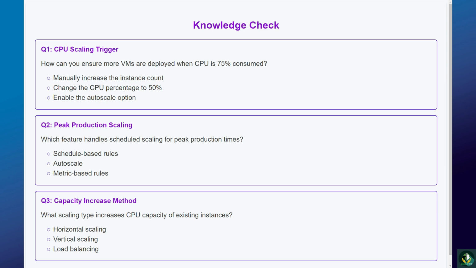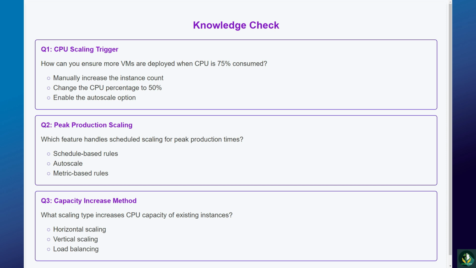Question 2. Which virtual machine scale sets feature can be configured to add more DevOps machines during peak production? Correct answer: schedule-based rules. Explanation: Schedule-based rules are ideal for handling predictable workload patterns like the DevOps team's scenario because they can be set for specific days and times, Thursday evening peaks. They handle regular patterns automatically.